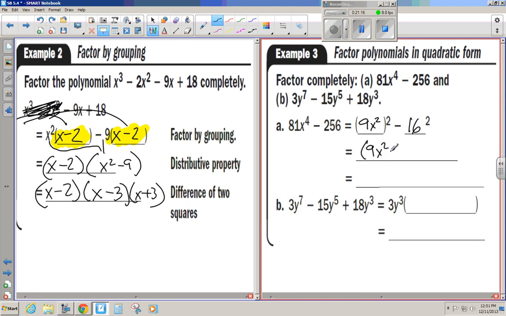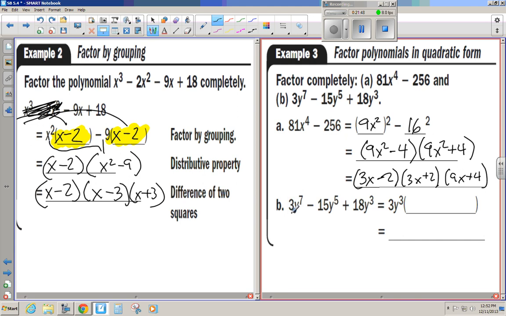9x squared minus 4, 9x squared plus 4. It's factored completely. Well, actually, if you look here, here's a difference of perfect squares. So this becomes 3x minus 2, 3x plus 2, 9x plus 4. Right? So it's hard to determine when things are factorable sometimes.